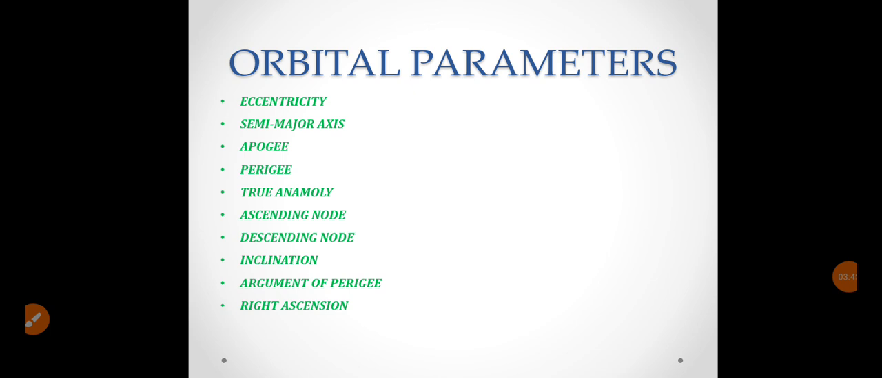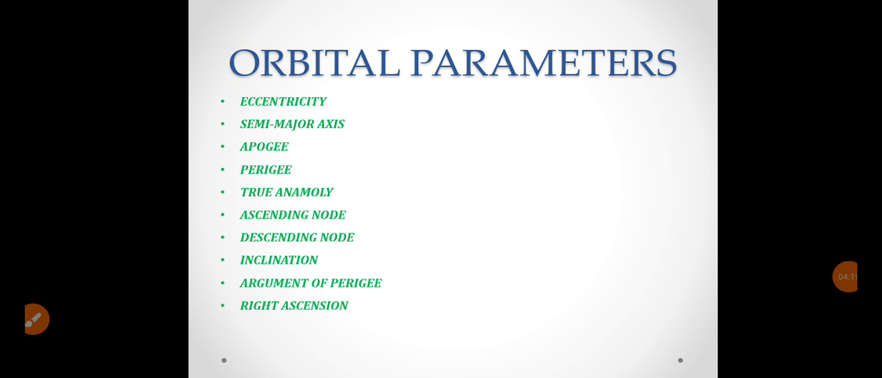The second one is semi-major axis. As we all know, the ellipse has a major axis and a minor axis, and half of the value of the major axis is said to be the semi-major axis. The next one is apogee. Apogee is the point where the satellite is furthest from the Earth. It is denoted as HA. And perigee is the point where the satellite is closest to the Earth.